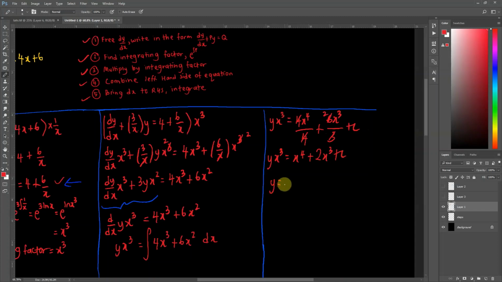So kita nak make y the subject, divide throughout by x cube, akan dapat x plus 2 plus c over x cube. So this is your final answer. Okay, so memang kalau nak buat this kind of question, memang you kena go through all this step. Okay, memang kena ikut exactly. In the next video, I akan ajar macam mana nak hafal.